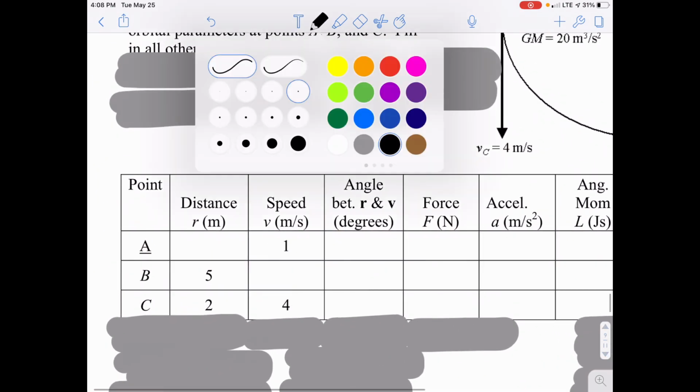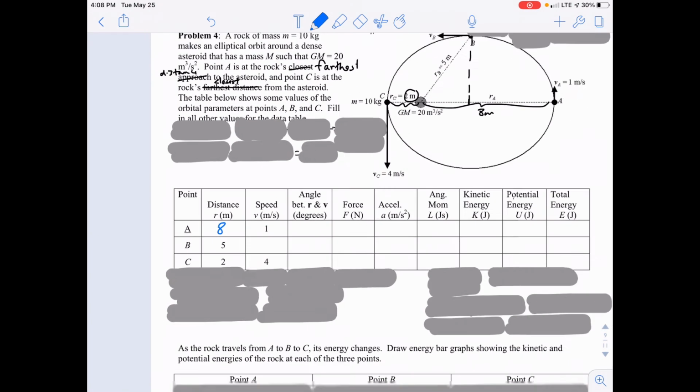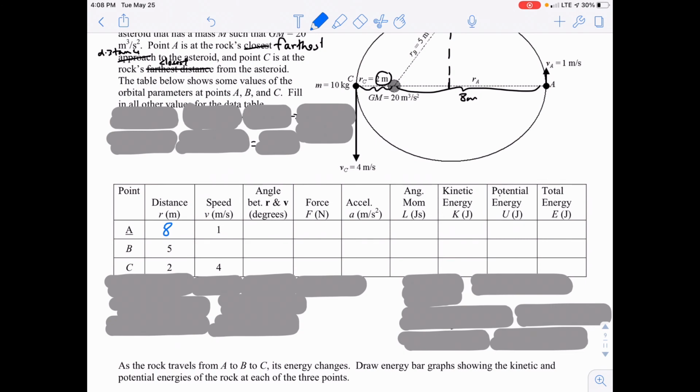Okay, so we know the distance. I'm going to color these in blue. The distance from A is 8 meters. How do I find some of the other values in here?